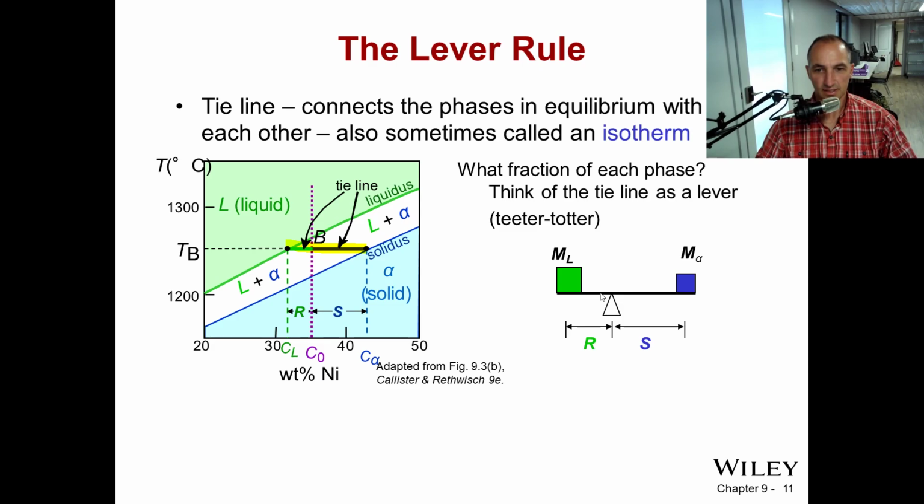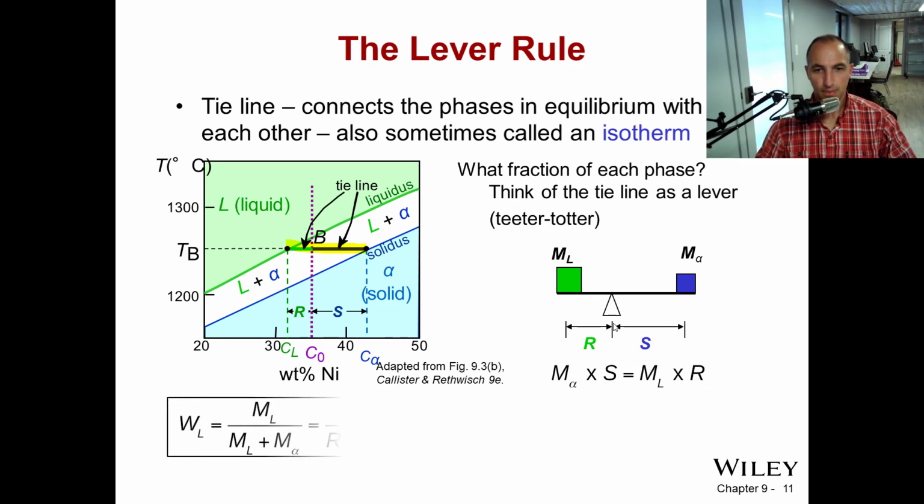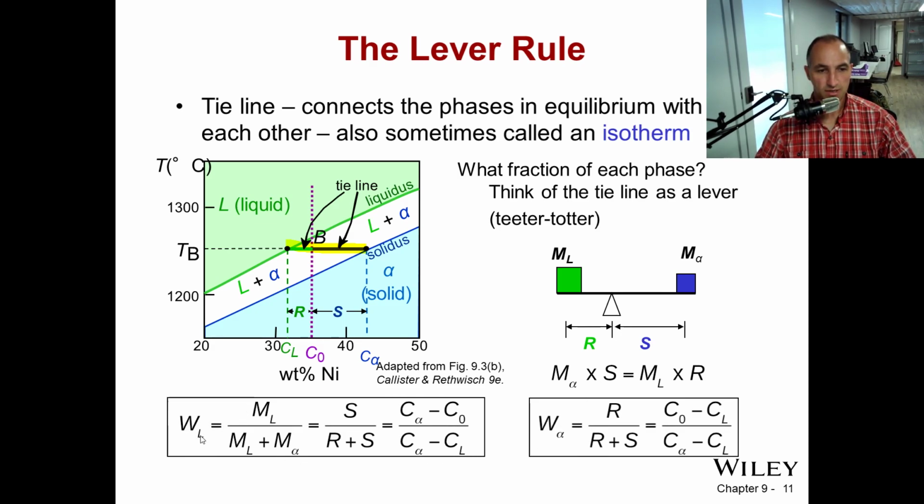And so that is the length S in this case. So in order to keep this thing in balance, the mass of alpha times the length of it is equal to the mass of the liquid times the length on the liquid side, so that's R. So the weight percent of the liquid is just the mass of the liquid over the mass of the liquid plus the mass of the alpha. And that's equal to S over R plus S, or the composition of the alpha minus the overall composition, over the composition of alpha minus the composition of the liquid. That's the total length of the tie line.